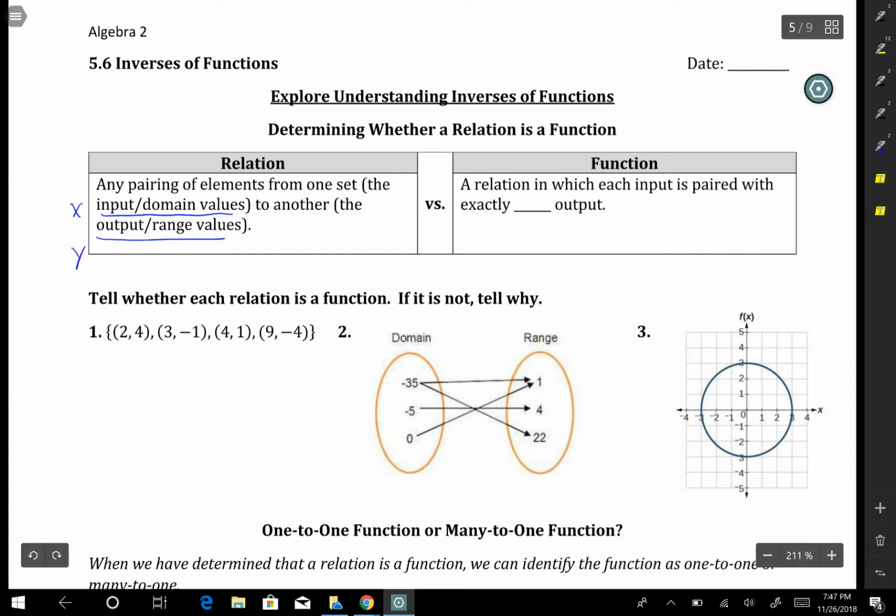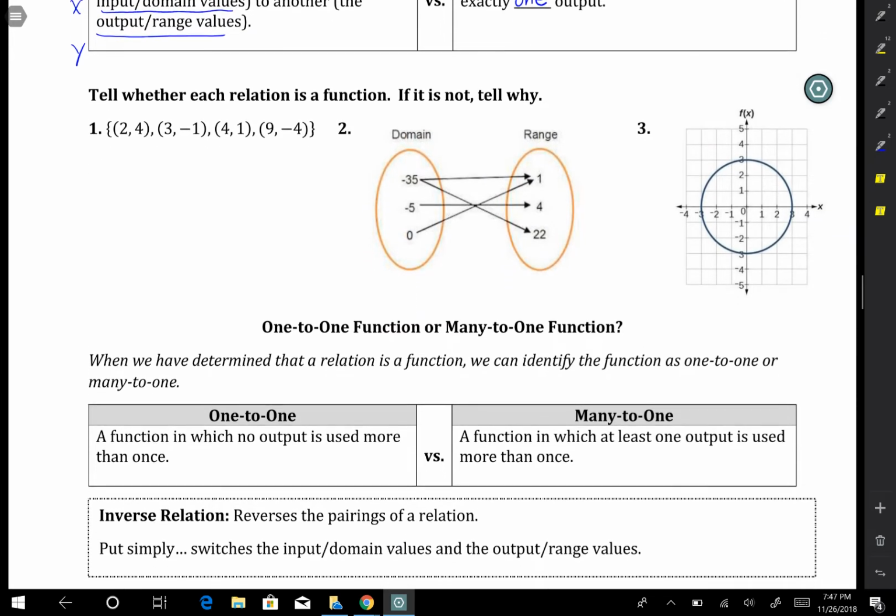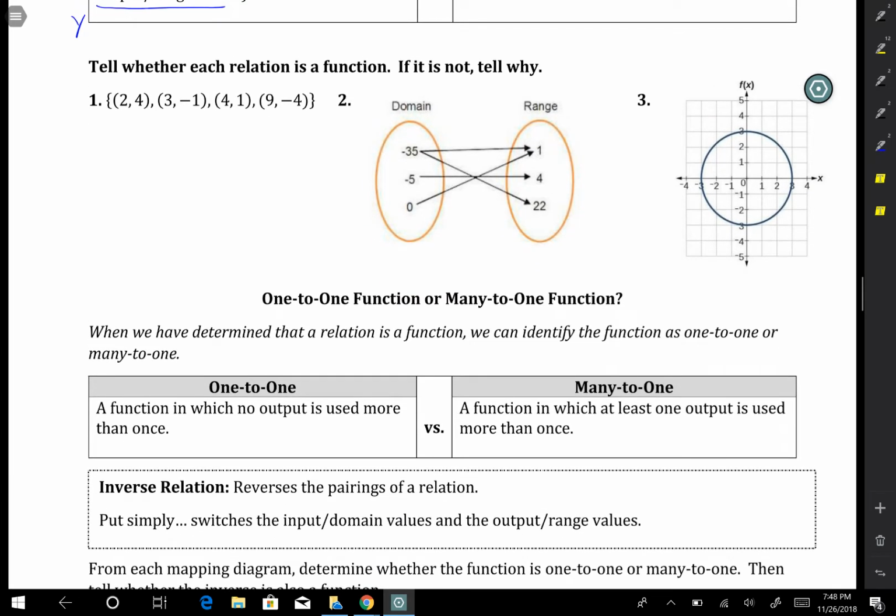A function is a relation in which each input is paired with exactly one output. Basically, for a relation there are really no rules on how many outputs an input can be mapped to. However, in a function, you can only map every x value to one y value. So we are going to look at these three different representations of a relation and determine whether it is a function. If it is not, we're going to tell why.